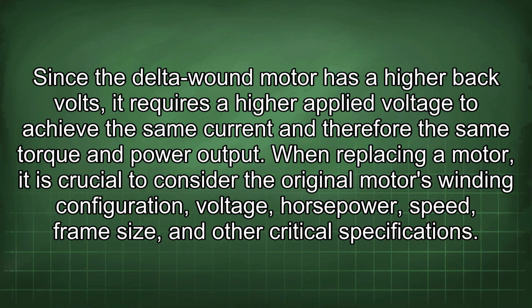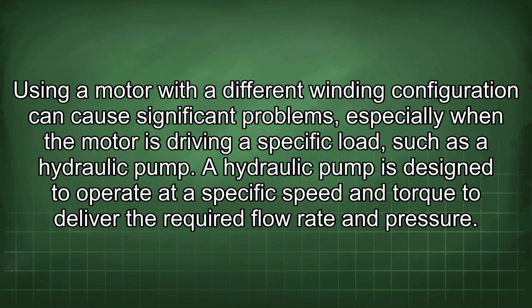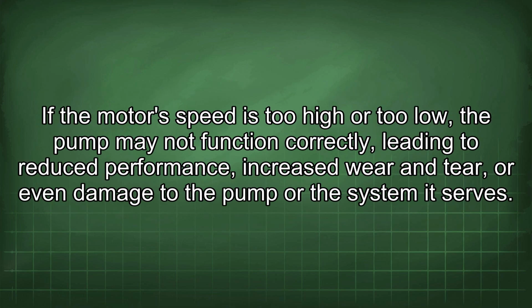When replacing a motor, it is crucial to consider the original motor's winding configuration, voltage, horsepower, speed, frame size, and other critical specifications. Using a motor with a different winding configuration can cause significant problems, especially when the motor is driving a specific load, such as a hydraulic pump. A hydraulic pump is designed to operate at a specific speed and torque to deliver the required flow rate and pressure. If the motor's speed is too high or too low, the pump may not function correctly, leading to reduced performance, increased wear and tear, or even damage to the pump or the system it serves.